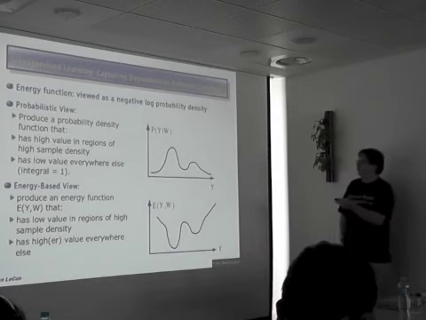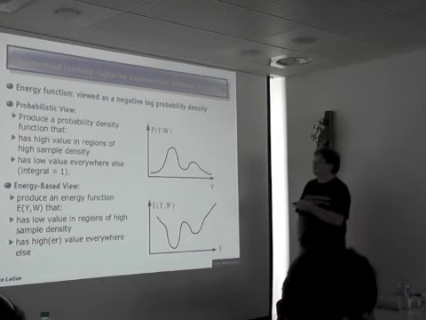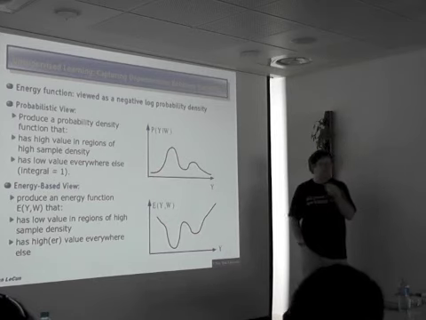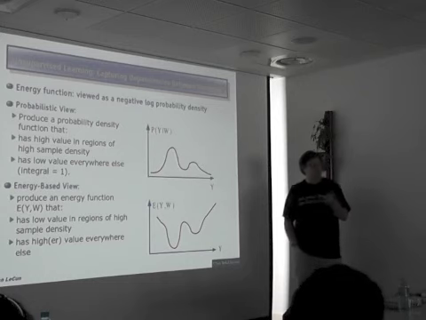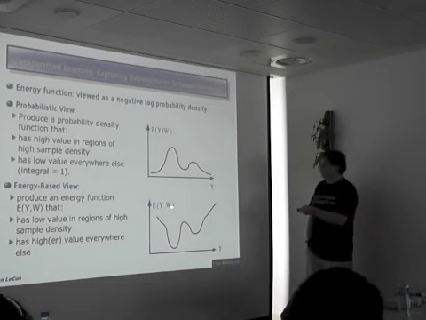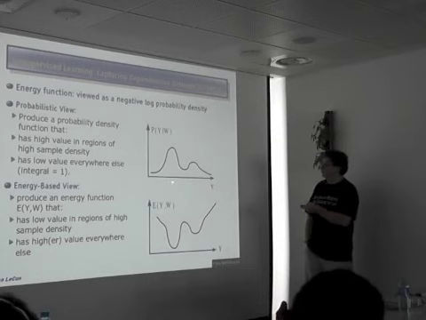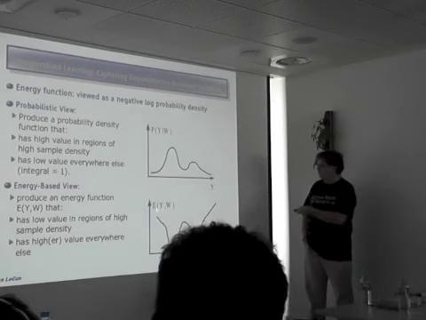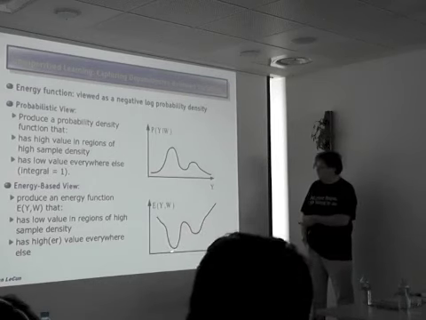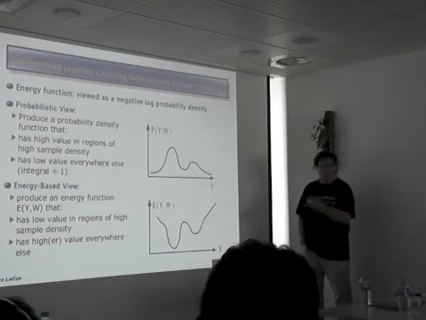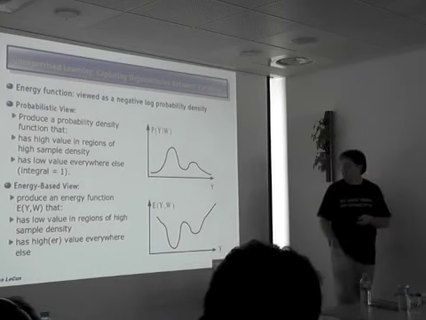But I'm going to change this into an energy-based view. It's sometimes complicated to parameterize a probability density function in such a way that it's always normalized. And so sometimes it's much easier and more flexible to go through an energy function, which you can think of as the negative log of a probability function, without the normalization. Okay? So it would be a function that takes low values in areas of high point density and high values in areas of low density. Okay.